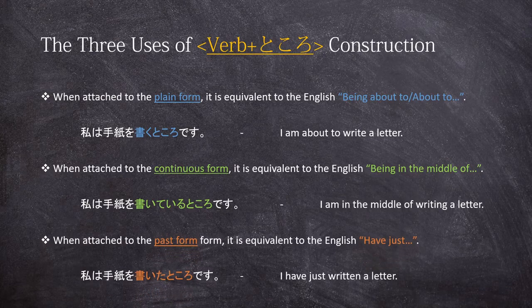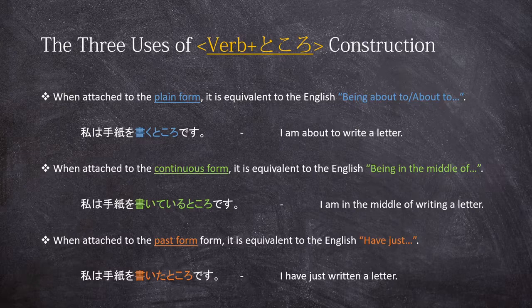And finally, our third use of the verb plus Tokoro construction is illustrated in our example, where we have attached Tokoro to the past form of the verb, and that is equivalent to the English of having just done something. And let's see our example. Watashi wa tegami o kaita tokoro desu. I have just written a letter.